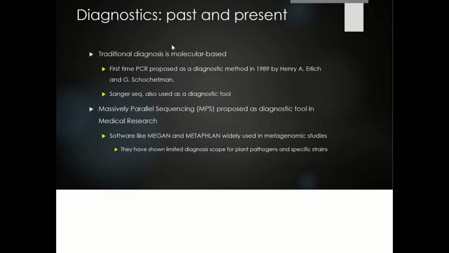And after that, we can use programs like MEGAN, which parses the data, or we can use programs such as MetaPhlAn also, which parses the data, but this is more specific for some organisms, like very widely known organisms. But MEGAN is widely used to try to identify or detect organisms in metagenome databases. The thing is that they have shown limited diagnosis scope for plant pathogens and specific strains.